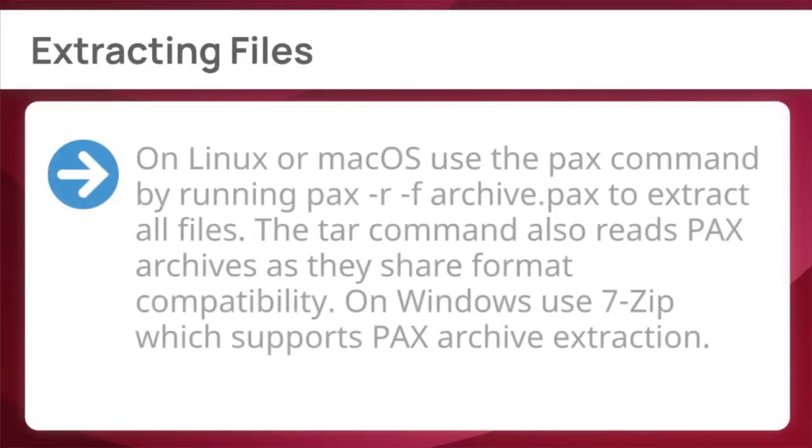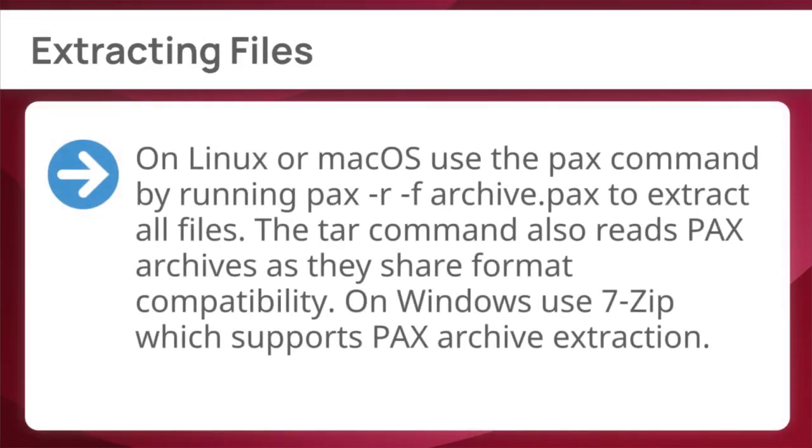First, extracting files. On Linux or macOS, use the PAX command by running PAX rf archive.pax to extract all files. The tar command also reads PAX archives as they share format compatibility. On Windows, use 7-zip, which supports PAX archive extraction.